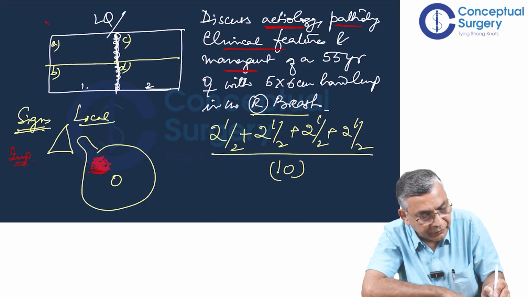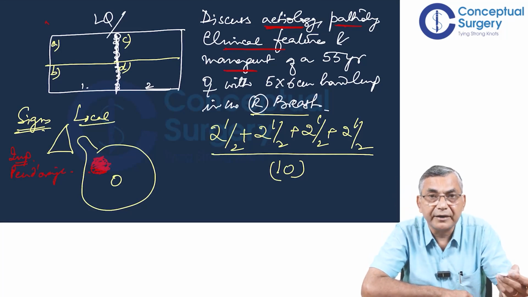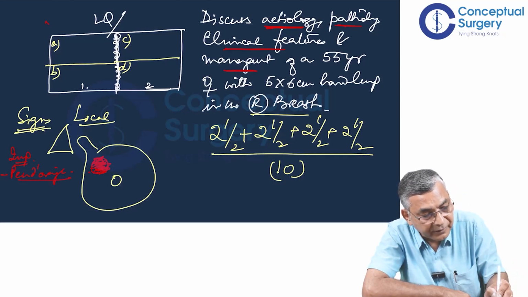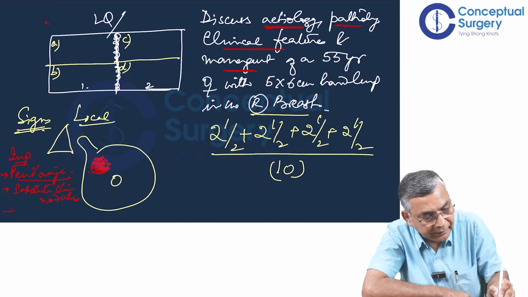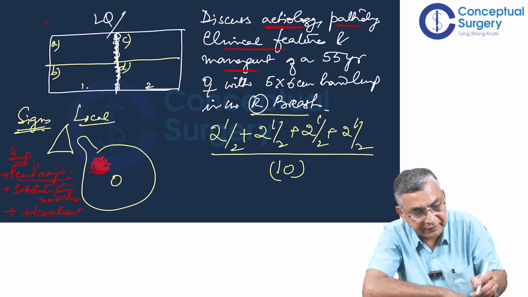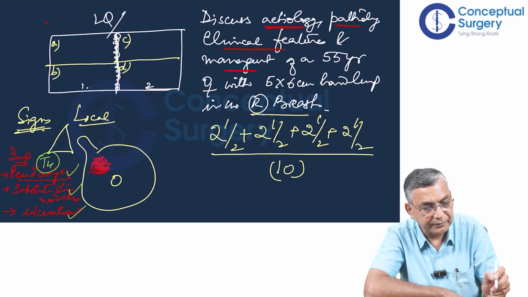So there could be, you would look for peau d'orange, which is the edema because of the blockage of the cutaneous lymphatics by the large malignant cells. So the peau d'orange, and then you would look for satellite skin nodules, and you would look for ulceration. Now those are the three things which are needed for a T4 lesion. Peau d'orange, satellite skin nodules and ulceration.